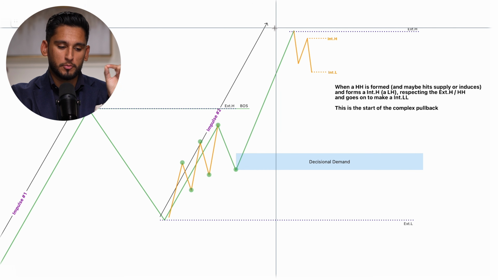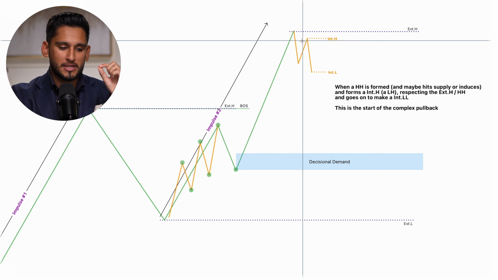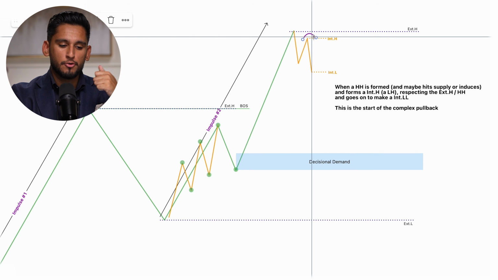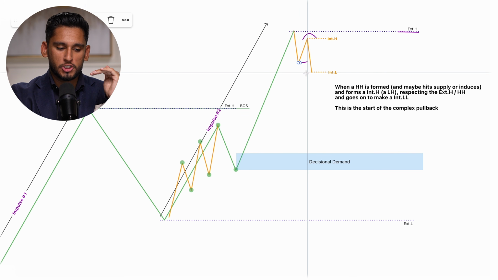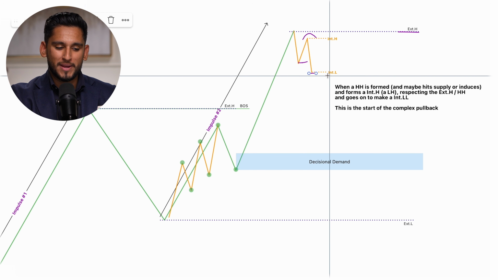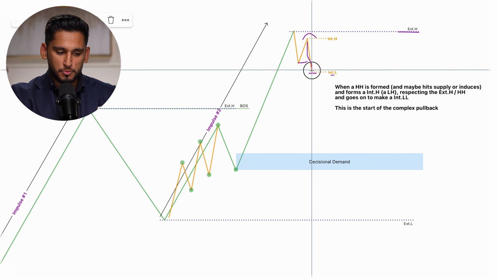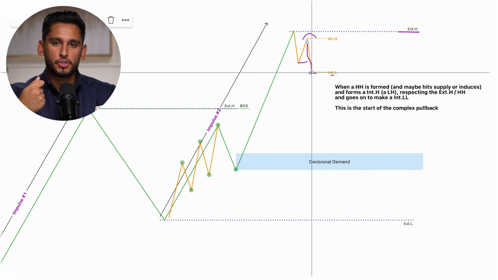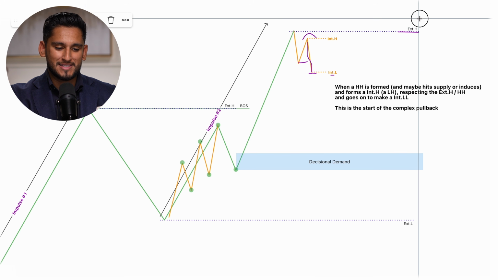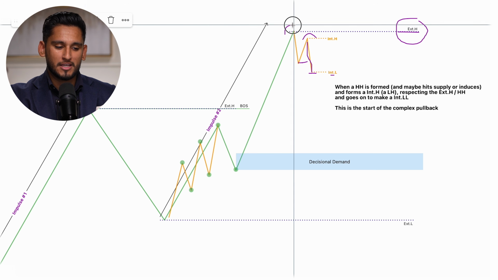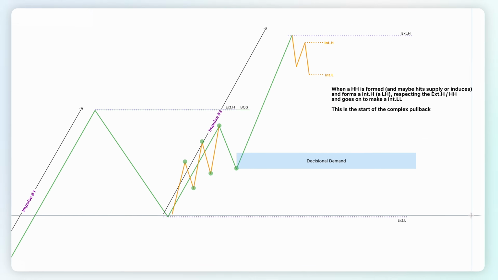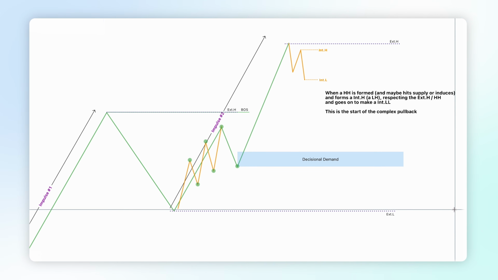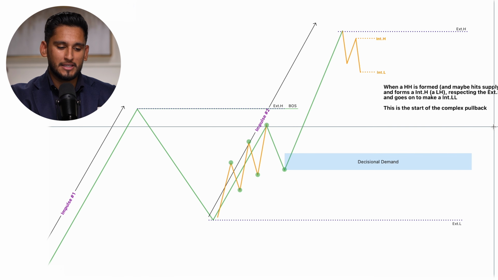Once this higher high is formed, looking at this definition I wrote, when the higher high is formed, maybe it hits a supply, maybe induces, and forms an internal high, which is a lower high respecting the previous external high, so it's lower, and also breaks this internal low to go and form an internal lower low, forming our internal range. This bearish movement internally is the beginning of an internal trend known as the complex pullback, whereas maintaining the external high, maintaining the higher high, and forming internal bearish trend. Once again, you can take a screenshot of this definition for your own learning, but this is the internal break of structure in the structure cycle component to begin the complex pullback.